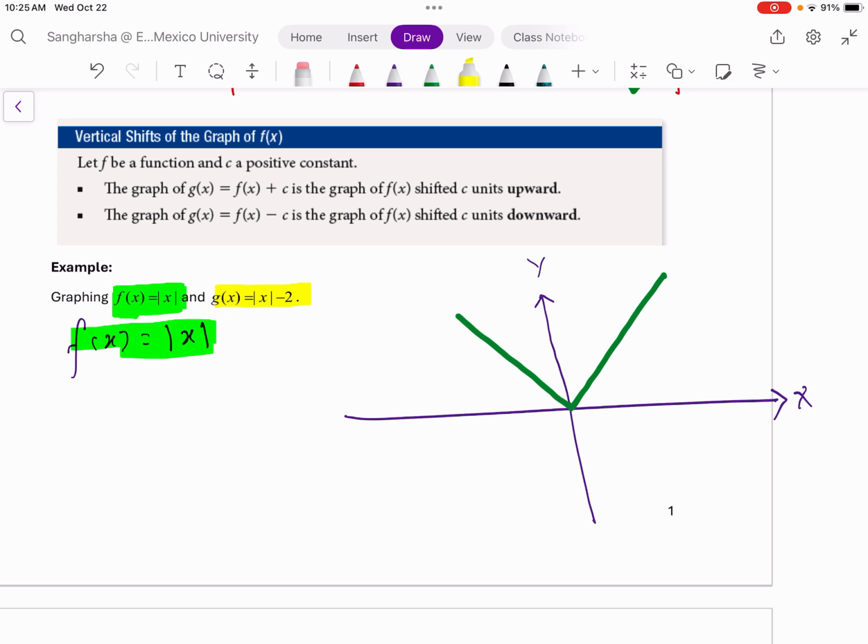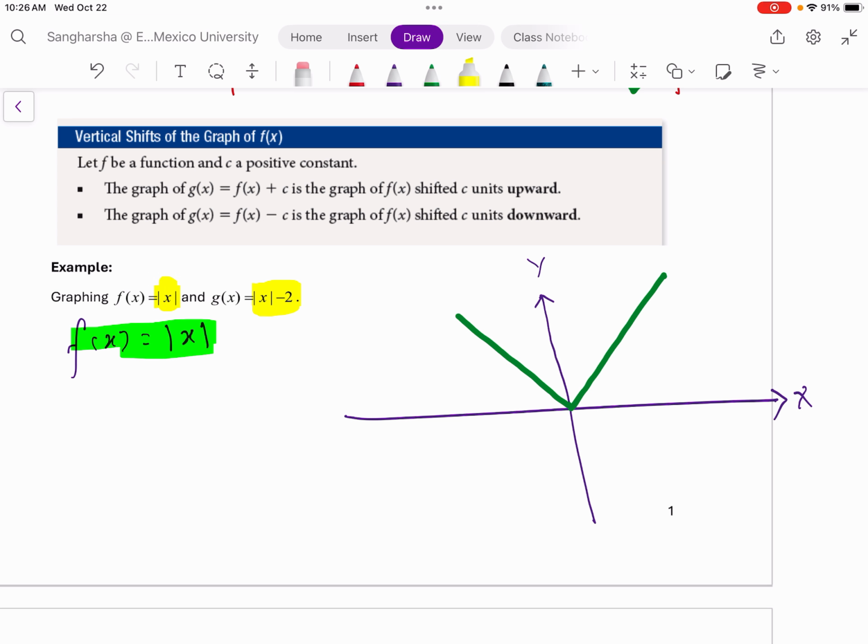Now if we want to get absolute value of x minus 2 from this basic function, what do we need to do? Find the difference. In between these two, what is the difference? How can we get g of x? It means how can we get the expression absolute value of x minus 2 from absolute value of x? What difference do you see there?